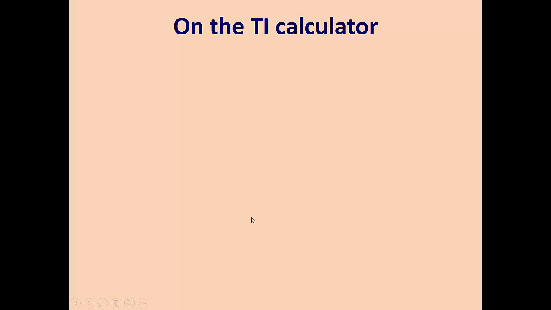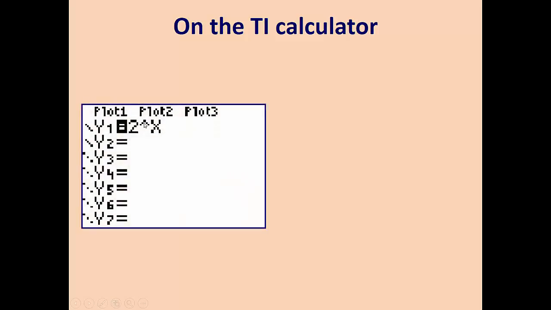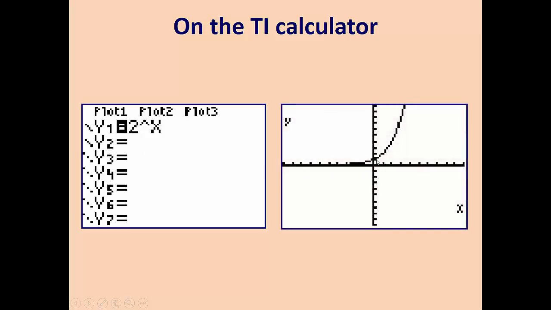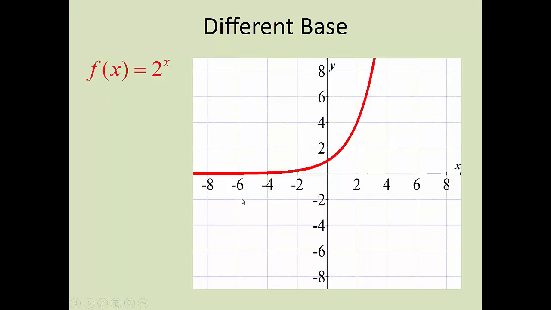And so let's take a look at how we would go about typing this if we wanted to draw the graph on our calculator. The exponent character is how we would type 2 raised to the x power. And so the graph would look like this. Crosses the y-axis at 1, up to the right, down to the left, never touching the x-axis.